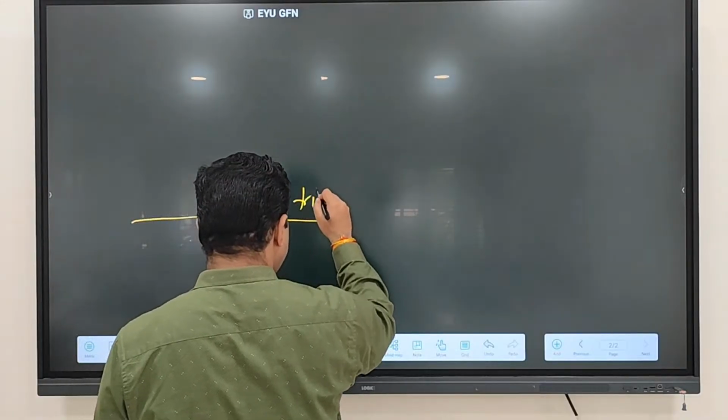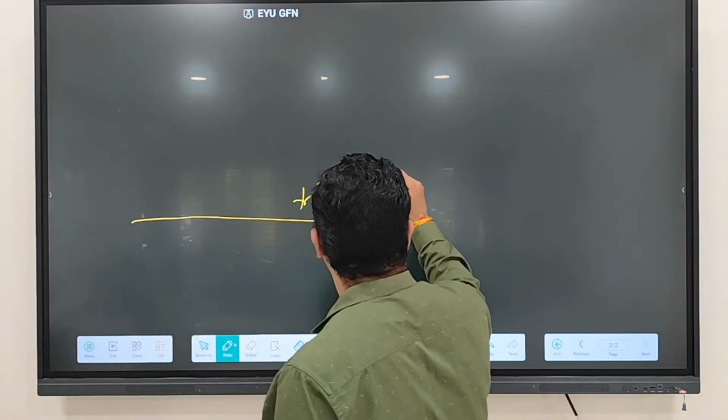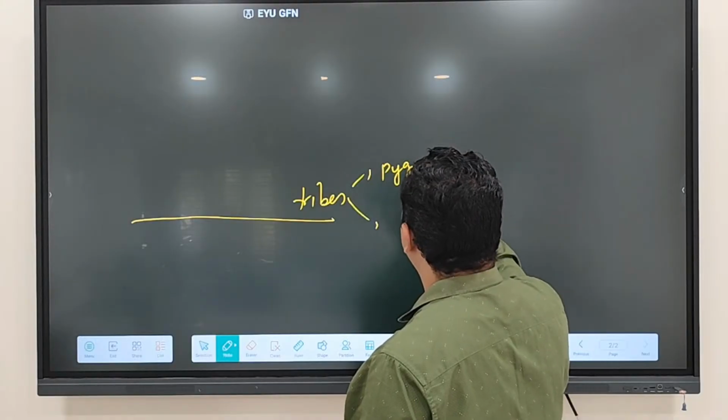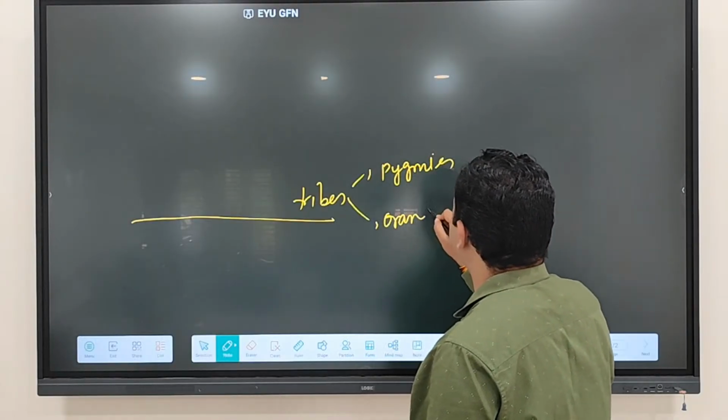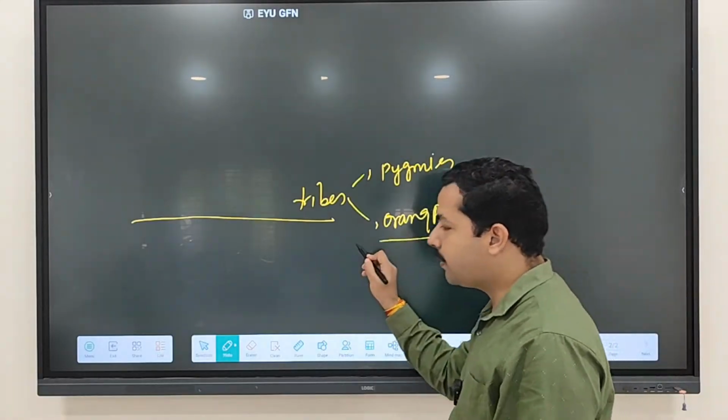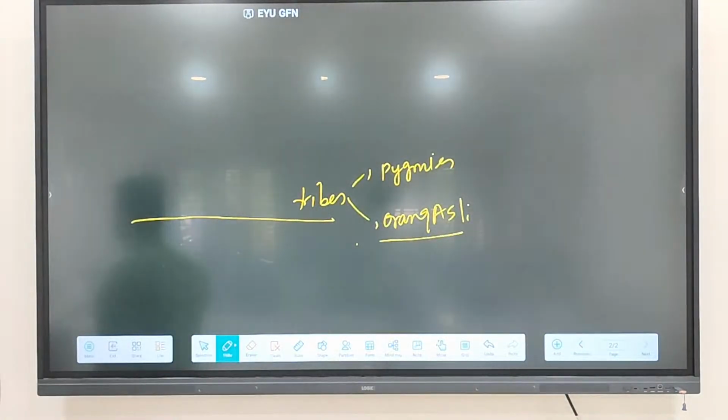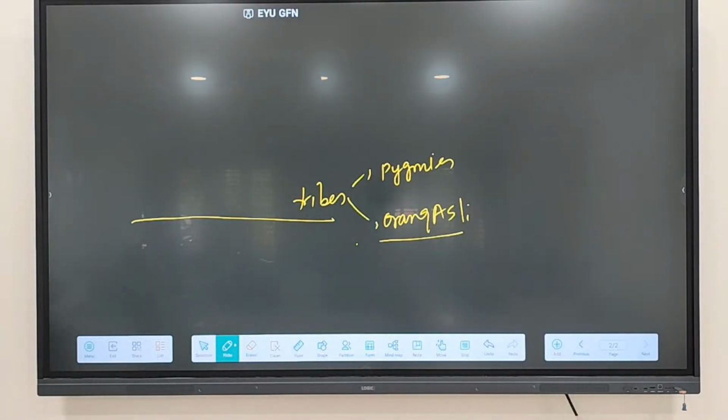So important tribes that you're going to find in this region are what? Your pygmies, the orang asli. These are the tribes that you are finding. Clear? Pygmies are found in Africa, orang asli in case of Malaysia. These are the important tribes found in this region, which are involved in shifting cultivation. Pygmies basically in the Congo region of Africa, orang asli in case of Malaysia. Fine. Clear? Any doubt regarding this particular thing?